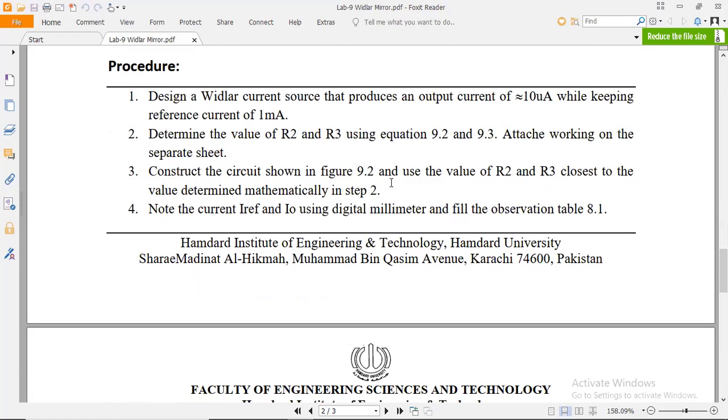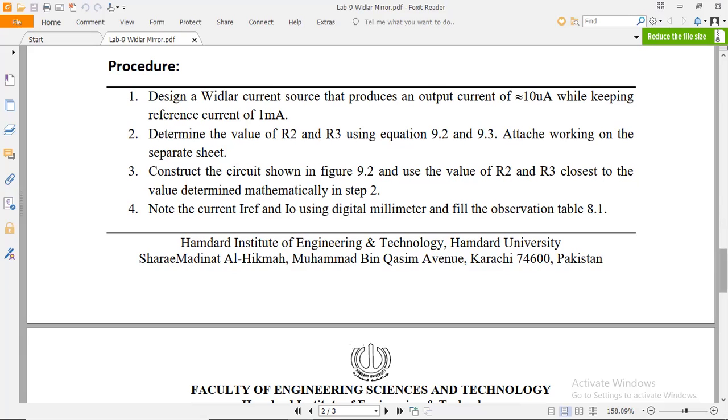I already made it in Multisim simulation using the values of R2 and R3 closest to the values determined mathematically in step 2. That means we have to find the resistance values R2 and R3. Note the current reference, I reference, and I naught using a digital multimeter and fill in observation table 1.